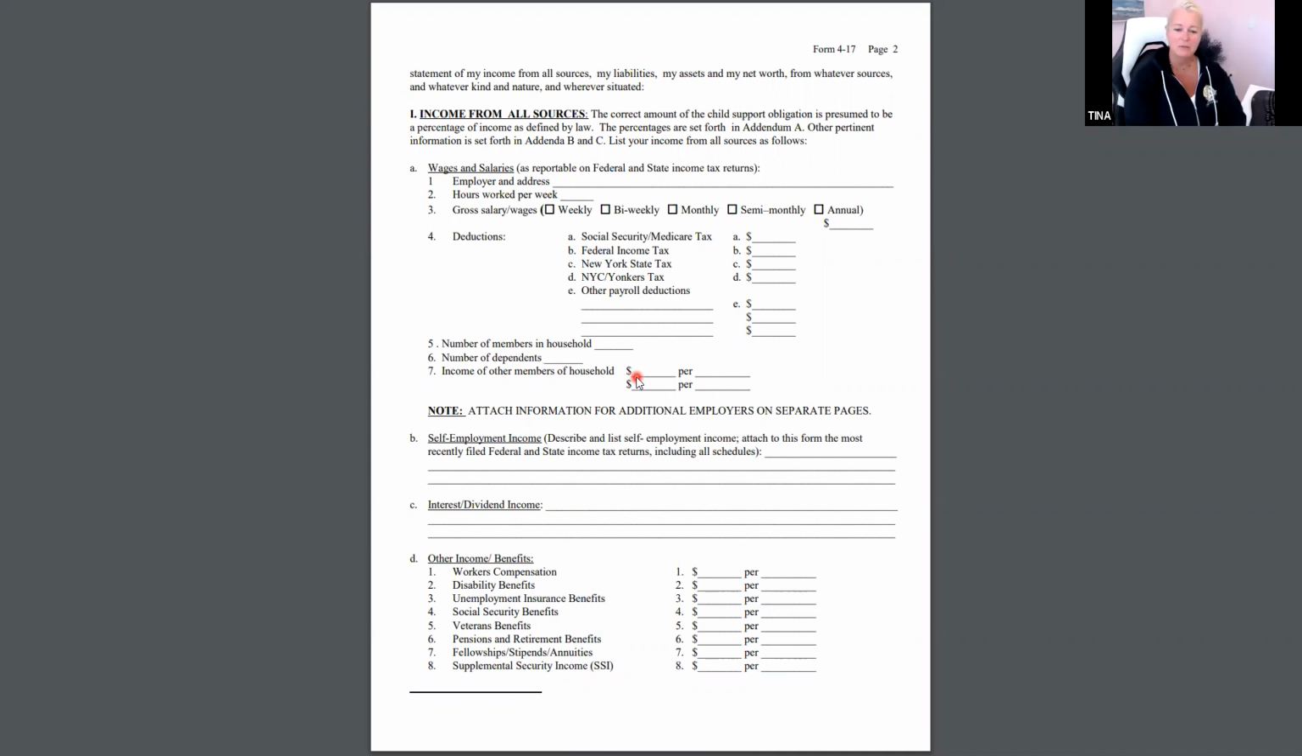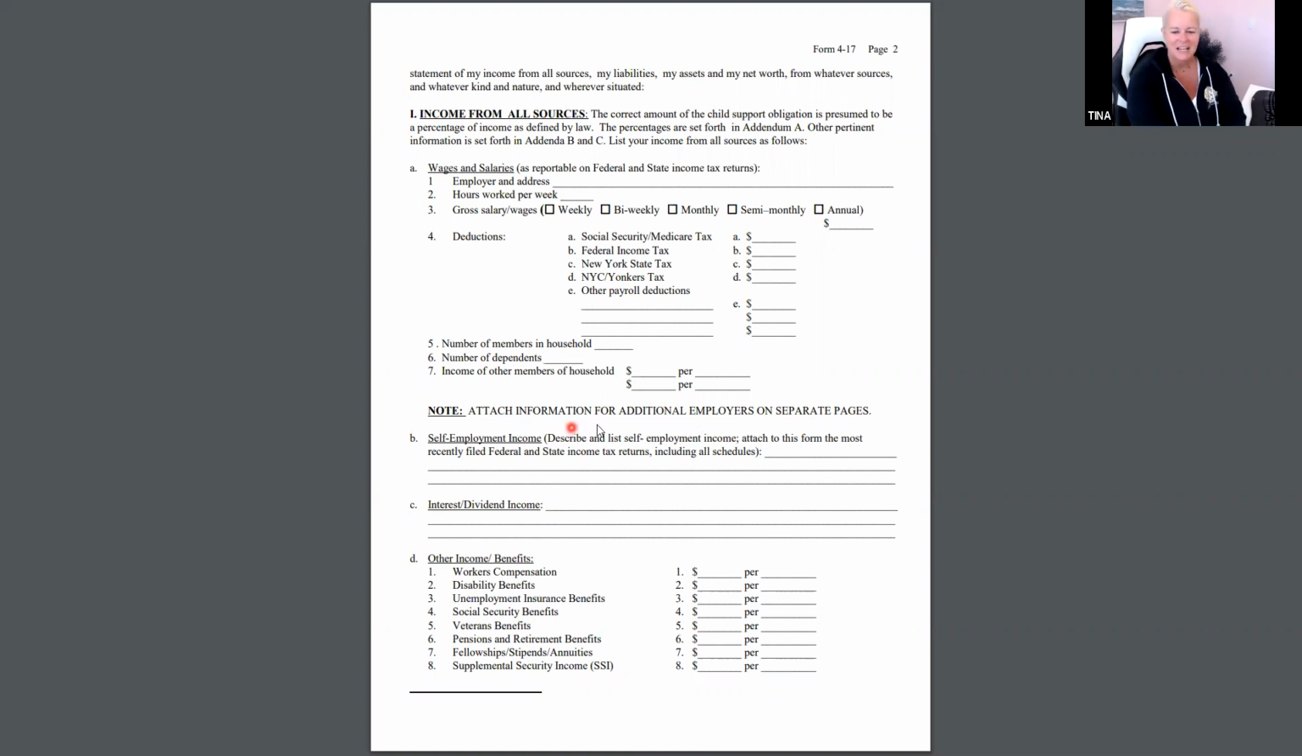But income of other members of household. I mean, just ask them. Ask your mother if she's retired. What are you getting for your pension? Do you get Social Security? Right, and if your parent doesn't want to provide that information, perhaps you get an affidavit saying they don't feel comfortable disclosing it, but at least you tried, okay?